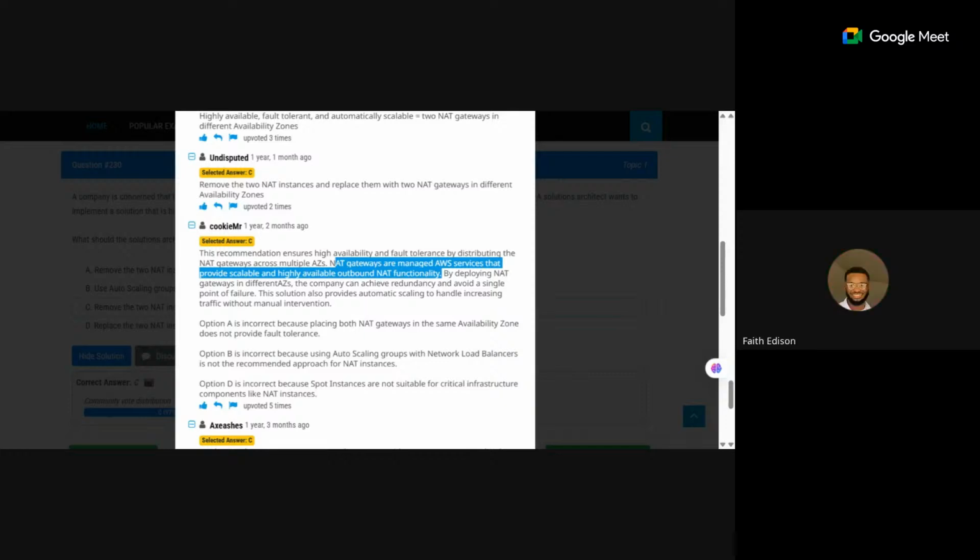But they're essentially saying that if you are doing NAT instance, then you are the one that is managing it, the network address translator. If it's NAT gateway, AWS is the one that is managing it. All right.